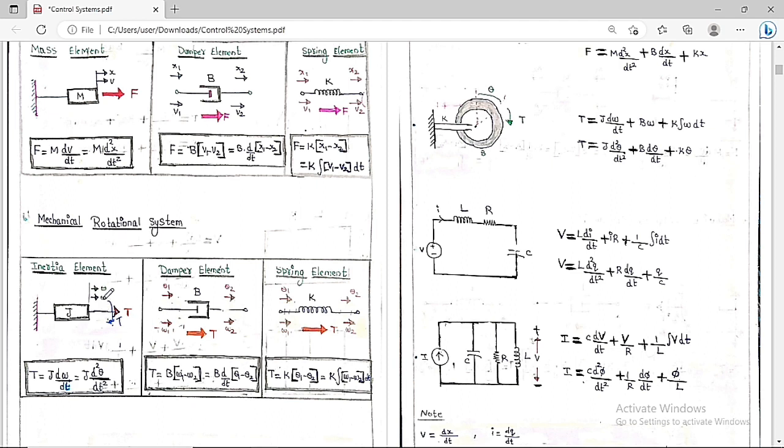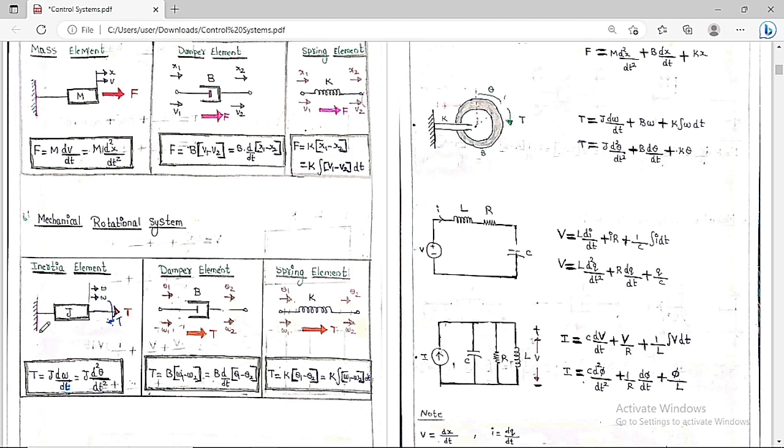But actually, with the torque in this direction, omega is also in the same direction, and theta is also in the same direction. So what is the formula? T is equal to, I have already told you, torque is equal to moment of inertia into acceleration, which is alpha. But alpha is the rate of change of angular velocity, which is d omega by dt, and omega is the rate of change of displacement. Displacement is here theta. Omega is the angular velocity, T is the torque and J is the inertia.